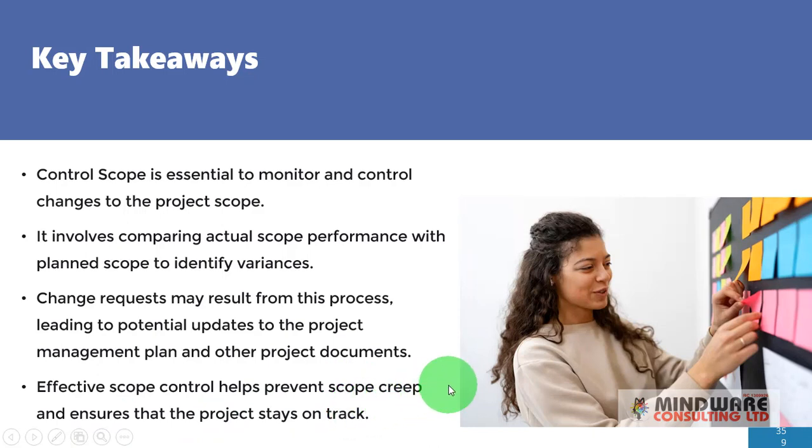Scope creep is simply when the project goes beyond its boundaries, outside of what it's supposed to be doing, and starts delving into other activities that are inconsequential and irrelevant to the project management plan. So that's why scope control is very, very important for a project manager.